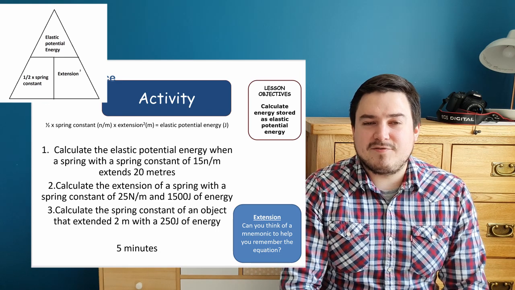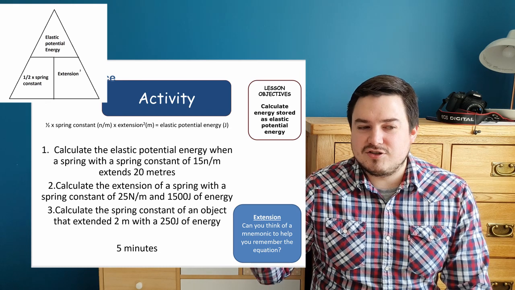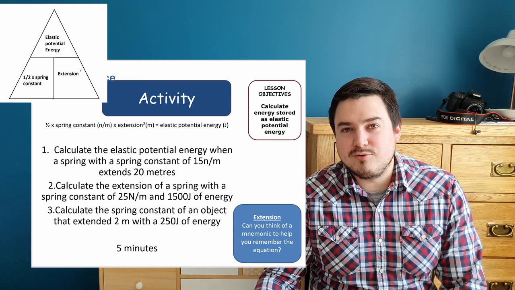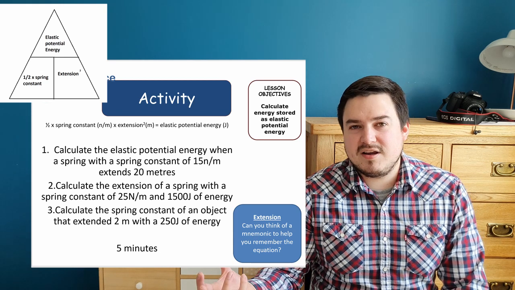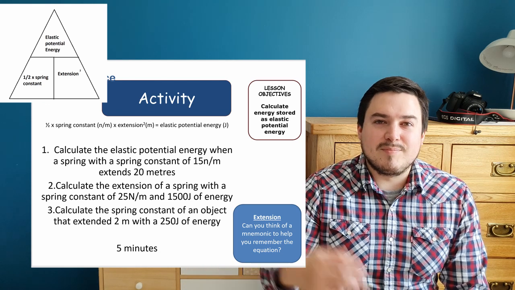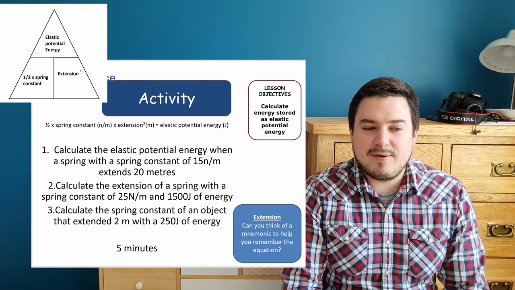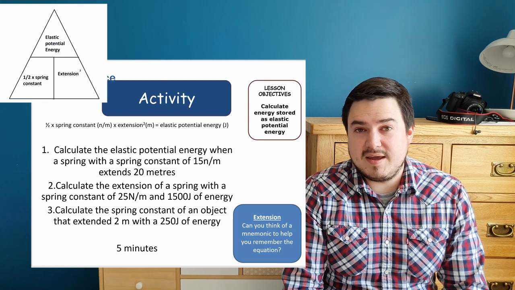And there's an extra step if you're calculating the extension, because our triangle will lead you to get the extension squared, and you'd need to get the square root of that once you've calculated the extension squared. And for the spring constant, once you've calculated half the spring constant, you have to double the answer to work out exactly what the spring constant would be.